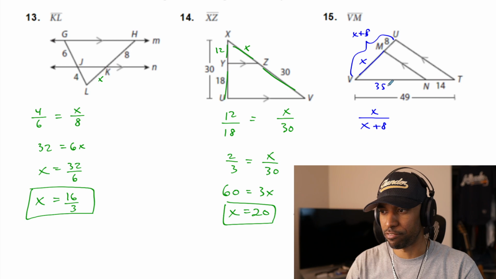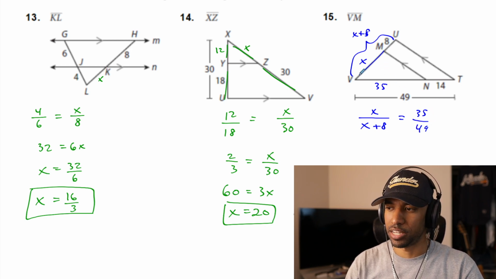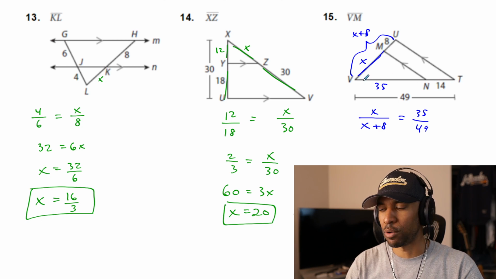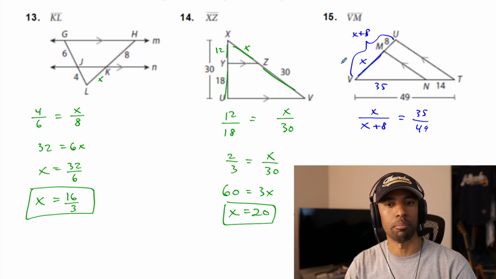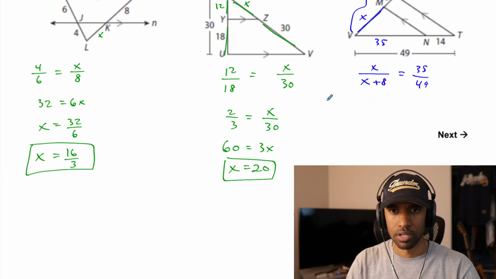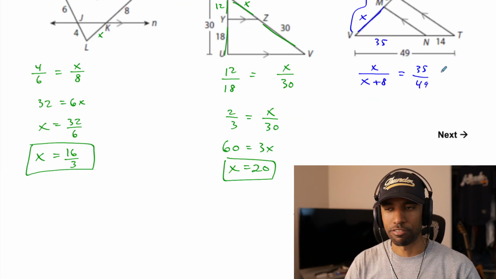That's going to be 35 equals what? This will be 35 out of 49. Notice what I did here. x over x plus 8 equals 35 out of 49. I went whole side of small to whole side of big on both of them. It's just another way of setting it up. You're going to get the same answer no matter what you do. You just have to find your niche.